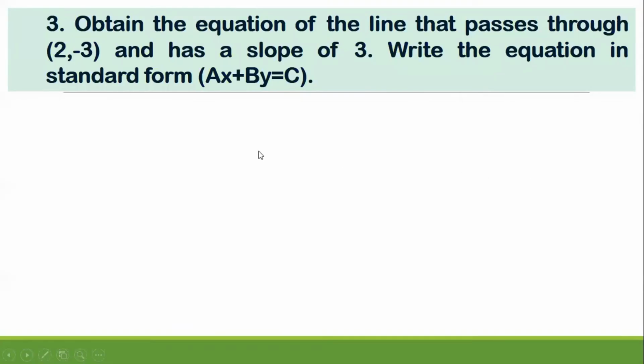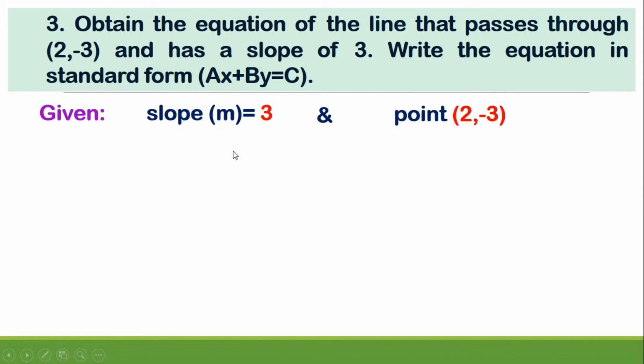Now let us have another example. So for number 3, we have to obtain the equation of the line that passes through (2, negative 3) and has a slope of 3. Write the equation in standard form Ax plus By equals C. So here, first, again, identify the given. We have the slope, which is 3, and a point, which is (2, negative 3).